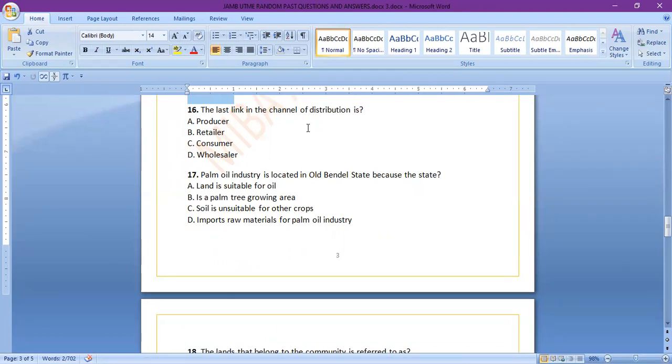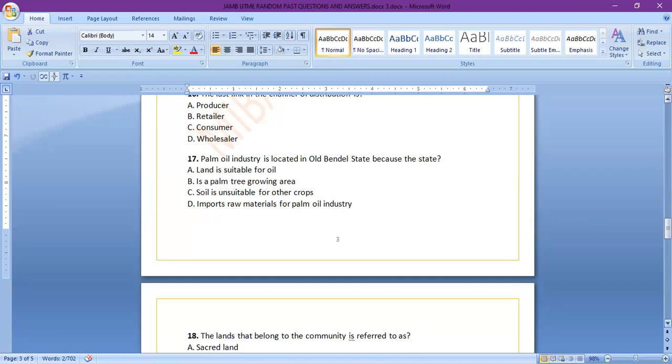Why? Because the production process starts from the producer. When the producer finishes production, the product gets to the level of the wholesaler, and then the wholesaler sells the product to the retailer, and the retailer, like we saw, is the one that sells in small units to the consumer. Then the consumer is the final stop in the channel of distribution, because the consumer consumes the goods that he usually buys from the retailer.